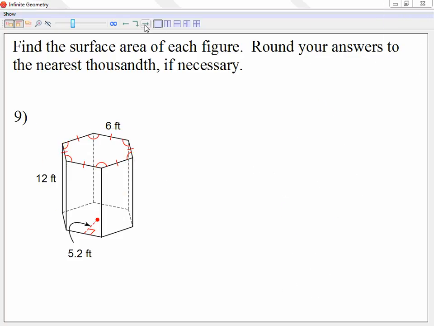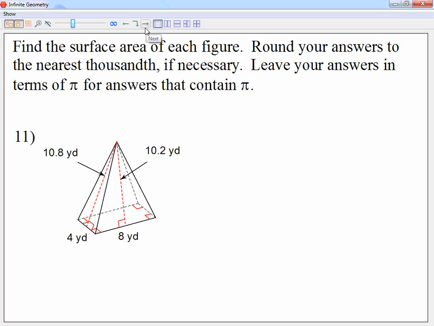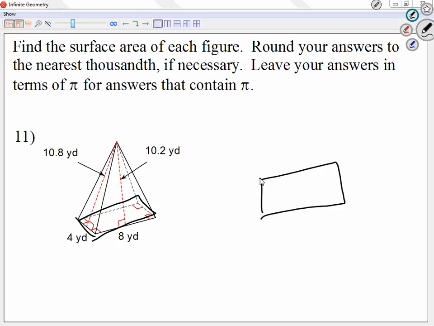Now let me take a look at the back. For pyramids, it's a base and triangles. As soon as you see a shape that is not a triangle, in this case a rectangle, that's your base. It's a 4 by 8 rectangle, so we can say the area of that is 32, right? 4 times 8. For each of my sides, let me get triangles.